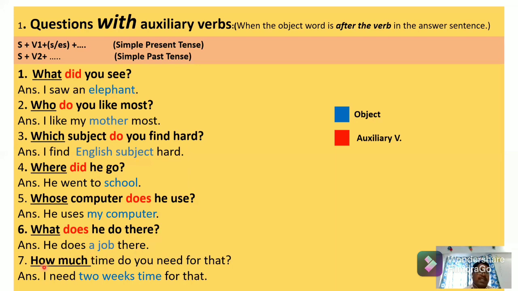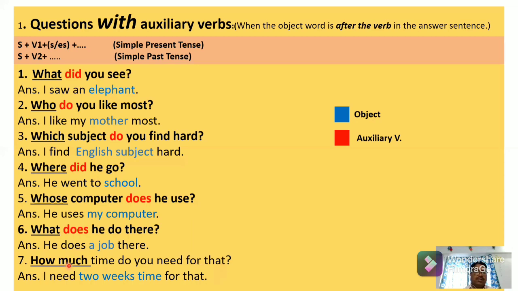Now the last question, how much time do you need for that? Look at the question carefully. How much time do you need for that? The answer could be, I need 2 weeks time for that. I need 2 days time for that. I need 2 months time for that. It could be anything like this, okay?